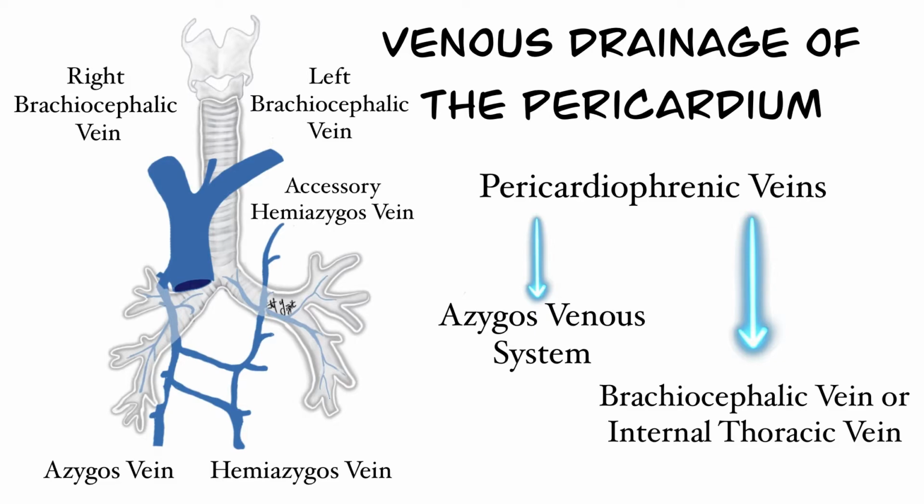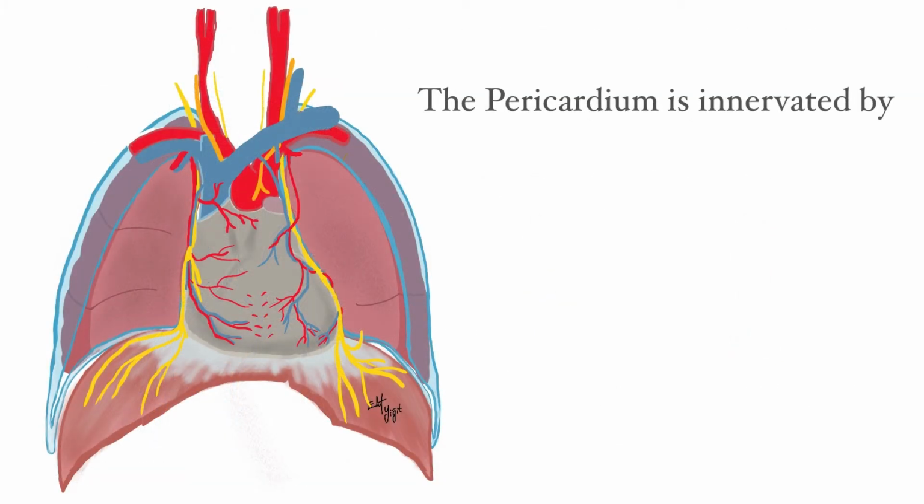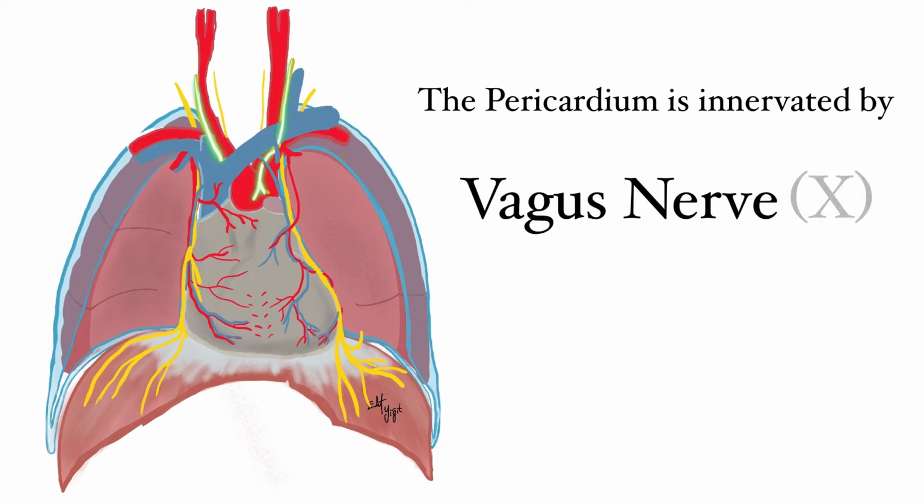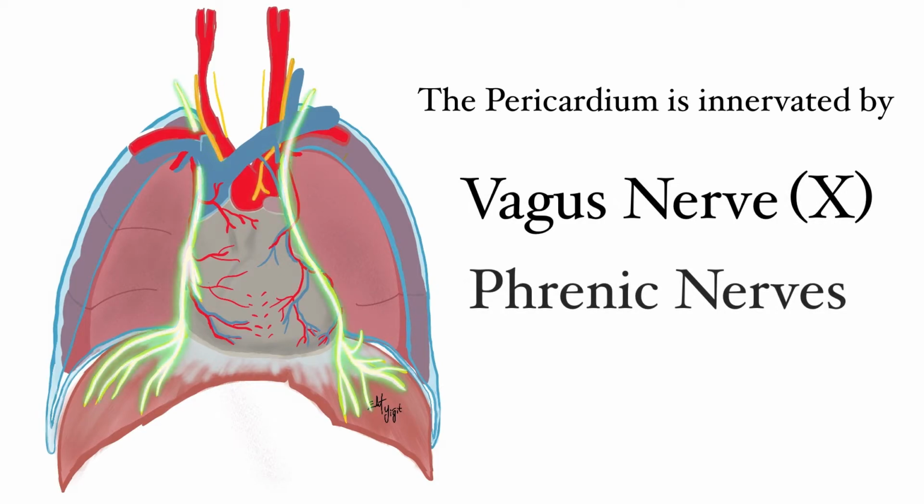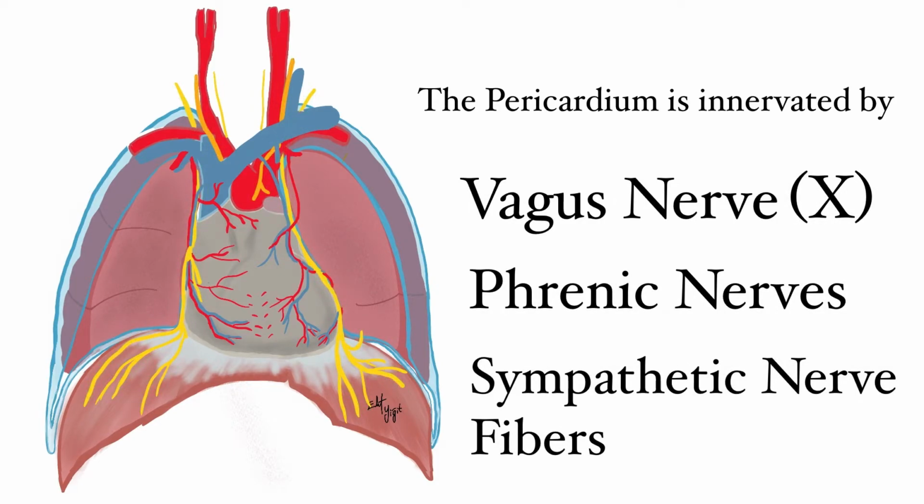of brachiocephalic veins. The pericardium is innervated by the branches of the vagus nerve, which is the 10th cranial nerve, the phrenic nerve, and sympathetic nerve fibers. These fibers follow the route of the related blood vessels.